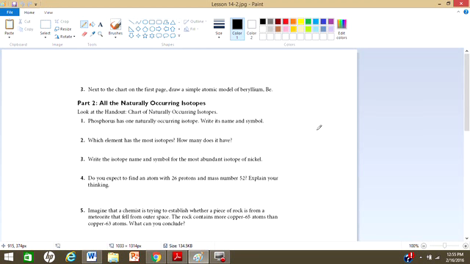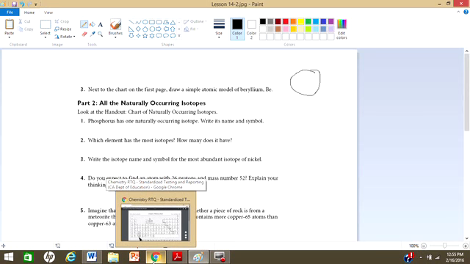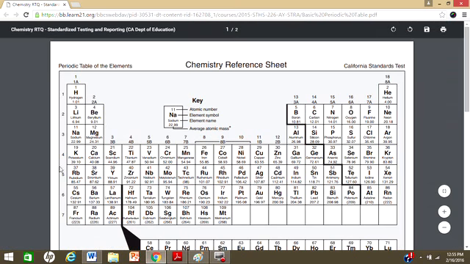Okay. We're on the second part of it, and number 3, it says, next to the chart on the first page, draw a simple atom model of beryllium. And I'm not going to switch back to that one, but you guys can draw that. I'm going to draw my nucleus of beryllium, and you could draw it here on the front, whichever works for you. They had some other ones drawn on the front, so that's why they had it, but I'm going to bring beryllium up for a second.